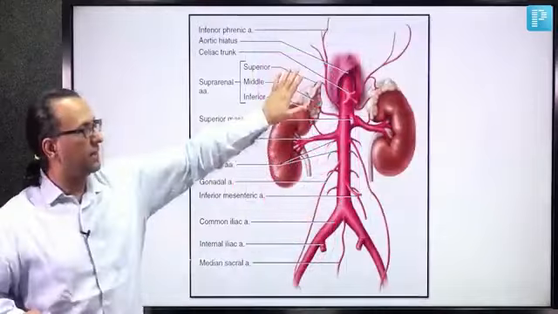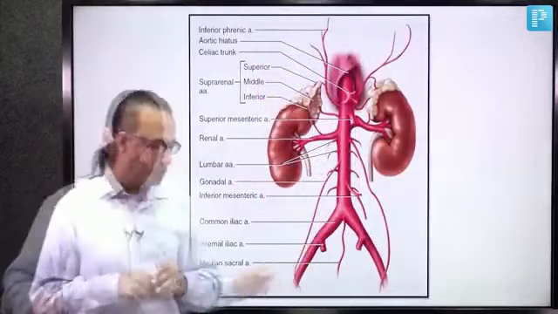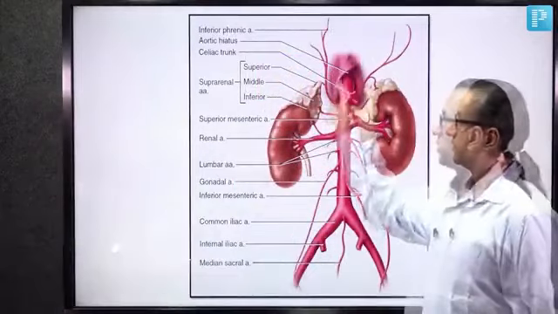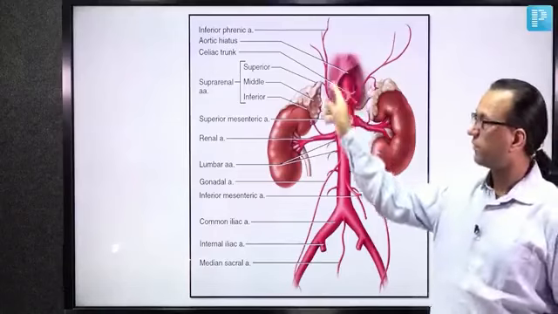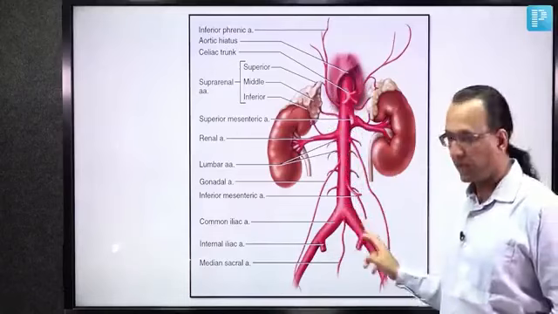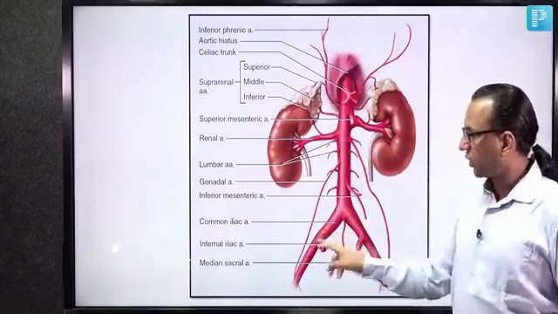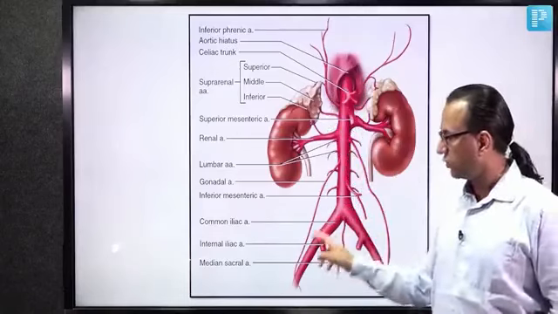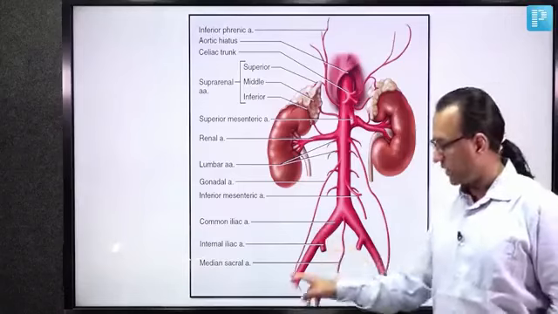But first we are looking at the branches of the abdominal aorta. As you will see, there is the aortic hiatus in front of the T12 vertebra for the passage of the abdominal aorta, which will be bifurcating into the common iliac arteries at the L4 vertebra. The common iliac arteries are called common because they further divide into 2. There is the internal iliac artery and the external iliac artery.